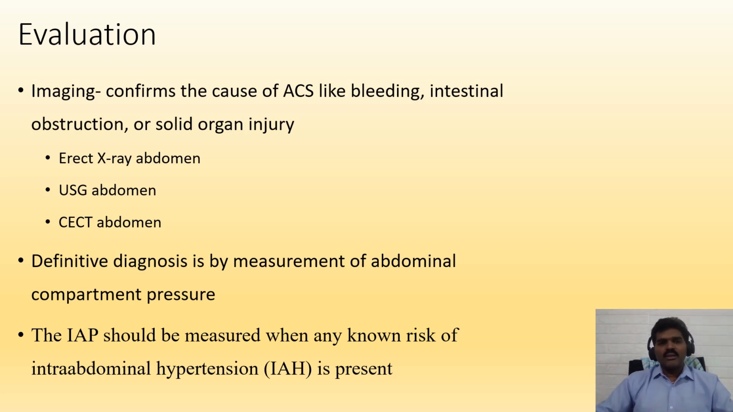Apart from giving you a clue on the diagnosis, it can also give you a clue on how much IVC compression is there, and it can quantify the hemorrhage actually. Ultrasound abdomen can also show IVC compression or IVC dilation. Definitive diagnosis of abdominal compartment syndrome is by measurement of abdominal compartment pressure. It is usually measured when any known risk of intra-abdominal hypertension is present, like the risk factors I told earlier.